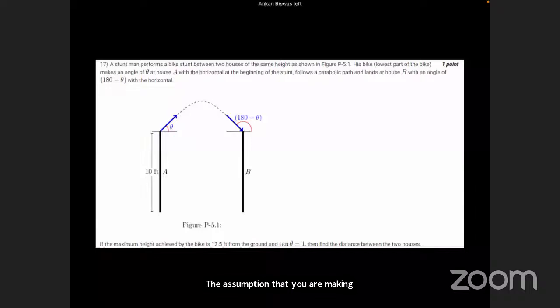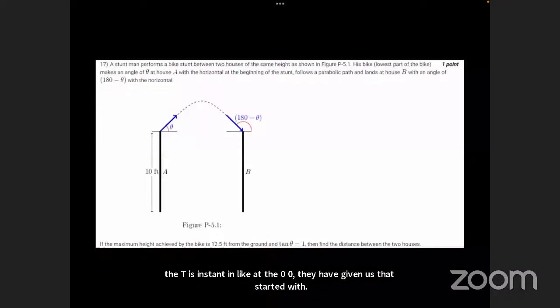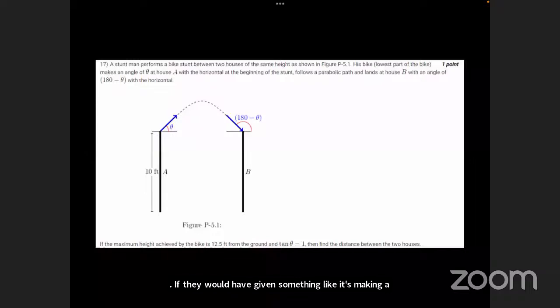At 0, 0, they have just given that it started with 45 degrees. If they had given something like it's making a 45 degree angle with the peak point, then the method that you have used is correct. But it's not given that theta is made with the peak point. This method can work wherever the angle has been given. Maybe you would have solved some problems where it started with some height and they gave some theta with the peak value, like the torch problem or the ray problem. This is how we used to solve in class 10th or 9th, right?